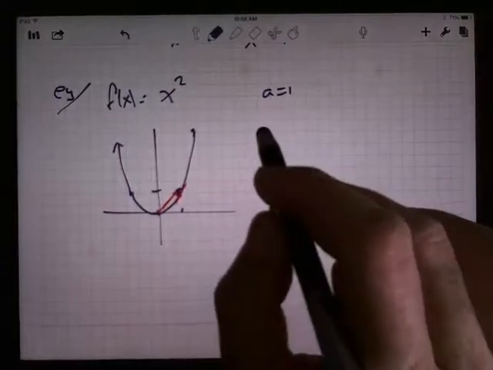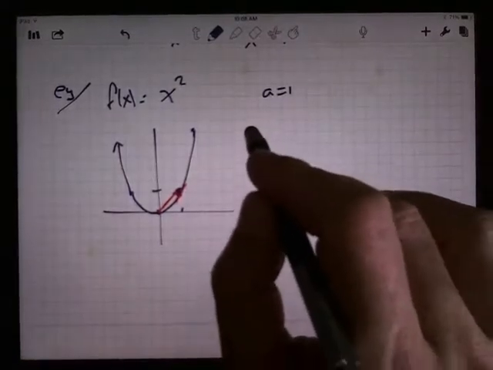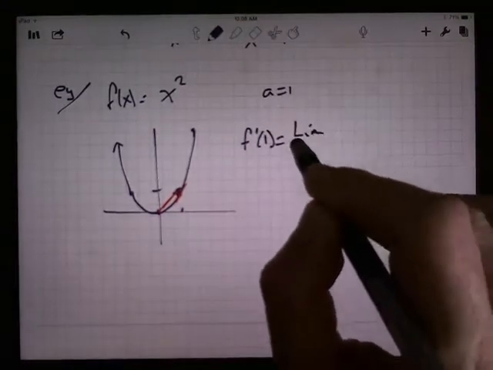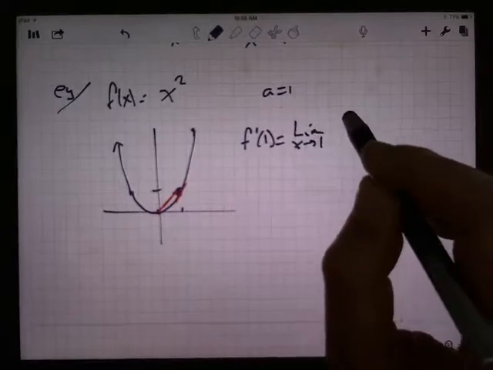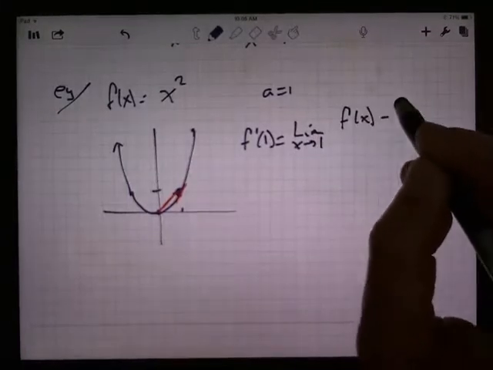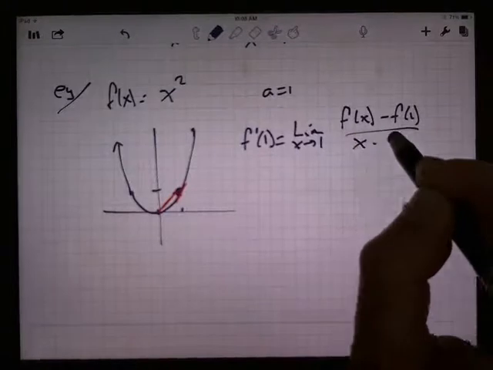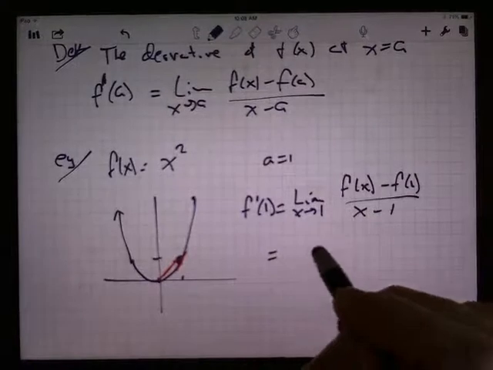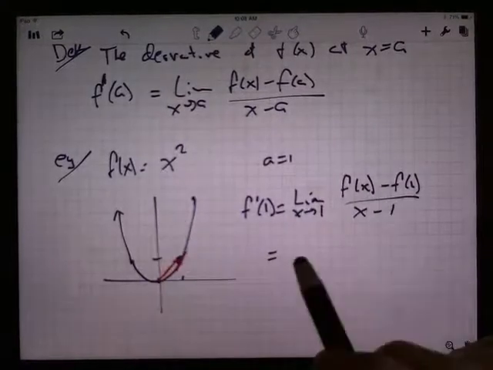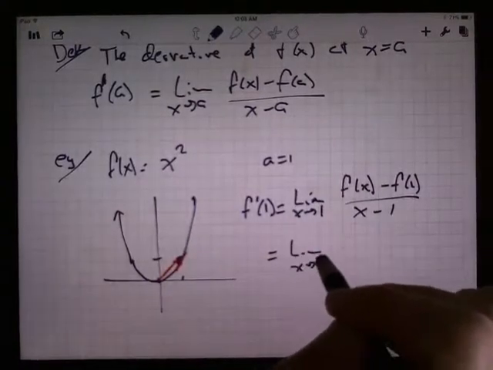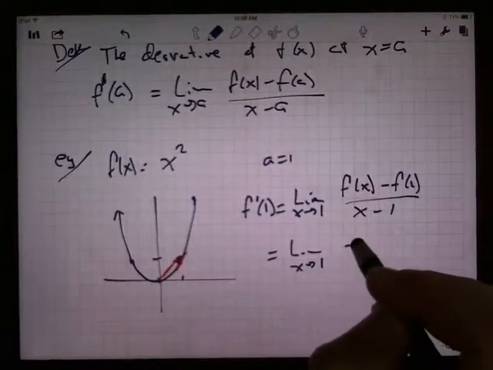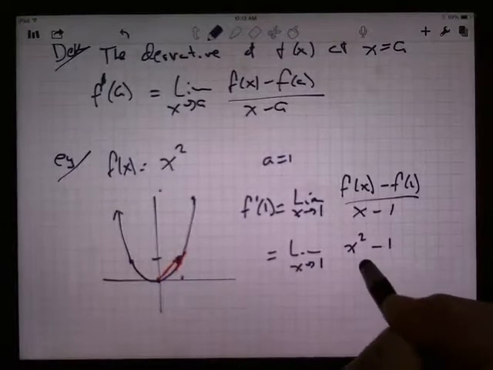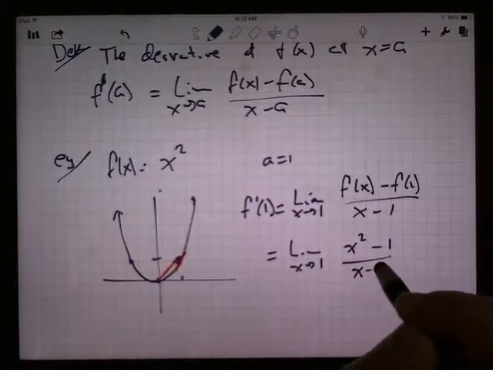So here's what we do, right? I'd say that f prime of 1 is the limit as x goes to 1 of f of x minus f of 1 over x minus 1, right? That's just the definition that we have right here. Now applying this function to that thing, this is the limit as x goes to 1. Well, f of x is x squared. f of 1 is 1 squared. And that's divided by x minus 1.